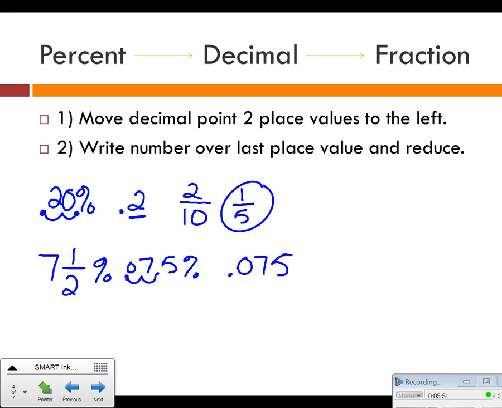And so to turn our decimal to a fraction, like I said, just read that decimal. That would be 75 thousandths. Or you write the number over that last place value, which, the 5 is in the thousandths. And then that reduces, because you can divide both 75 and 1,000 by 25, and you get 3/40ths for your lowest terms fraction.